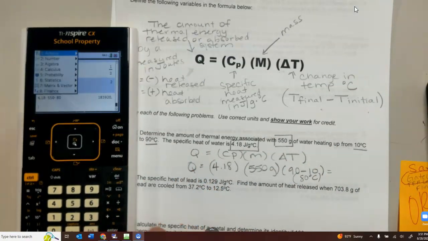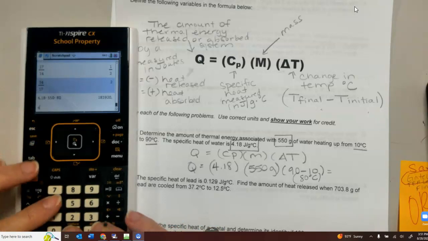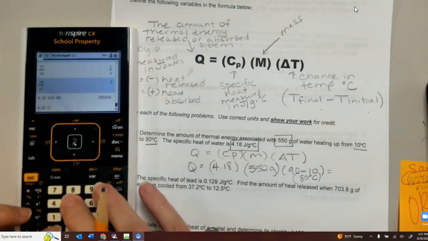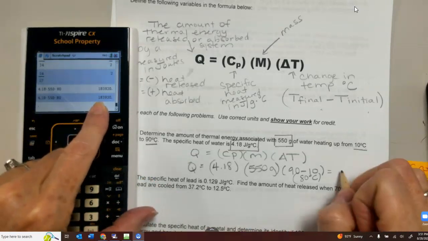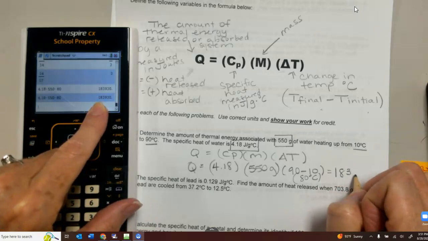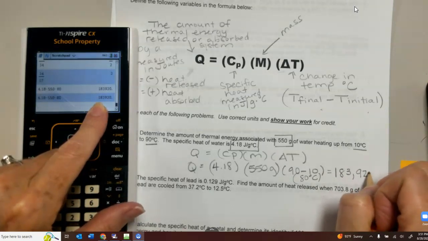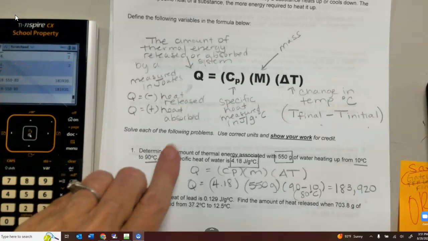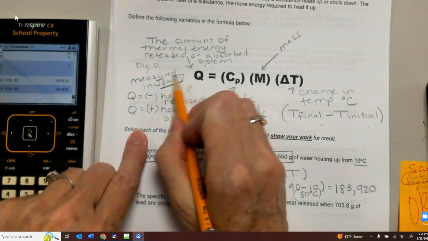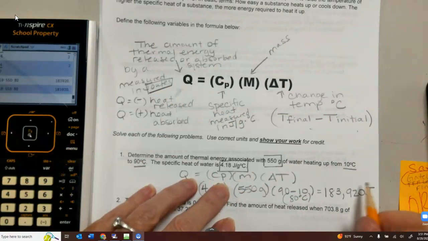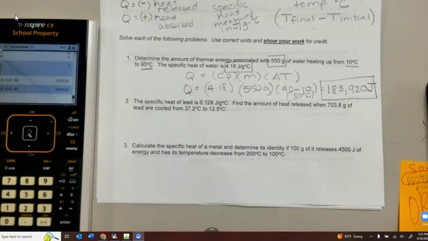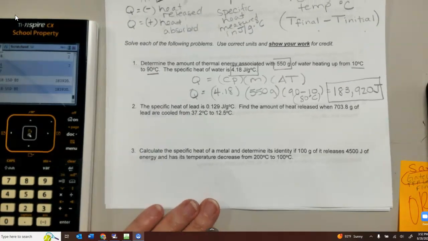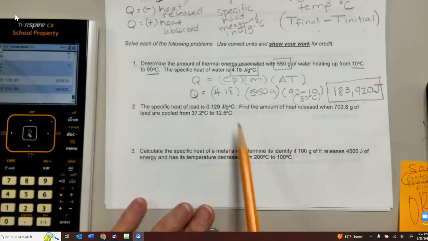Okay, so here we go. We've got 4.18 times 550 times 80. Enter, and there's our answer. We got 183,920. What do we measure Q in? Measured in joules. So we're going to put a J out there for joules. That is our answer. Okay, 183,920 joules, and yes, it's positive because we're heating this up.